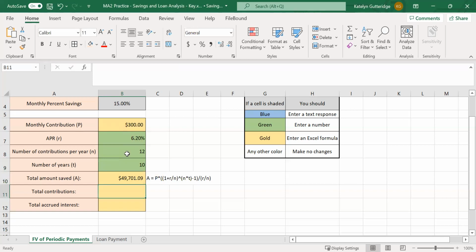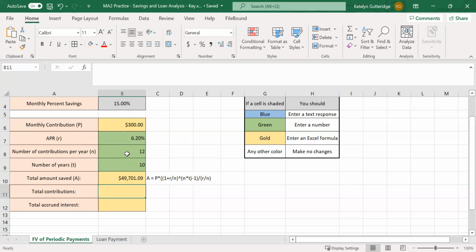All right, so then I got 49,701.09. So that means if I deposit $300 into an account monthly for 10 years with 6.2% interest, after 10 years, I'll have almost $50,000 in that account.